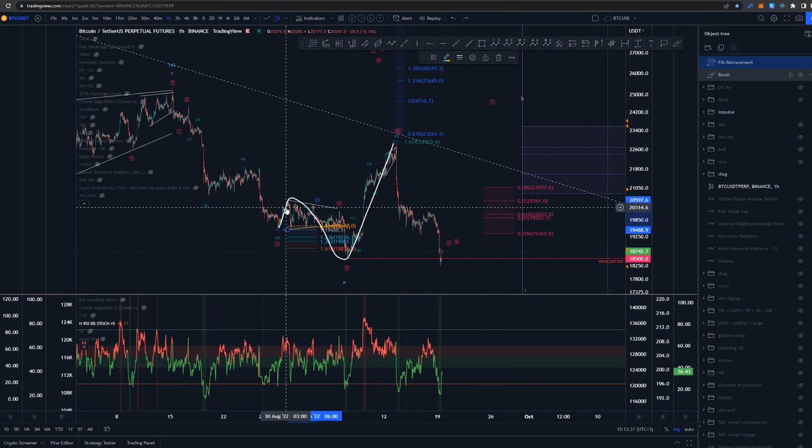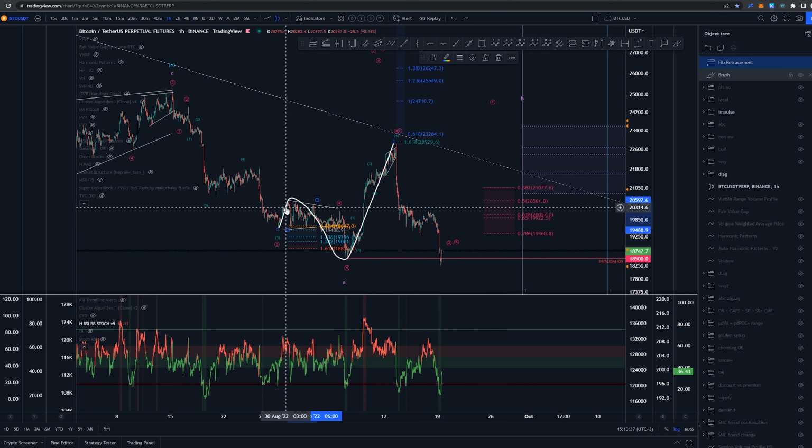Also the extension here for that possible C wave would be so large that it does not make any sense to me. Let's measure that out for you. It's beyond the 3.61, around the 4 extension of this first leg. It just doesn't make sense. So those were the reasons why I had it the way I had it.